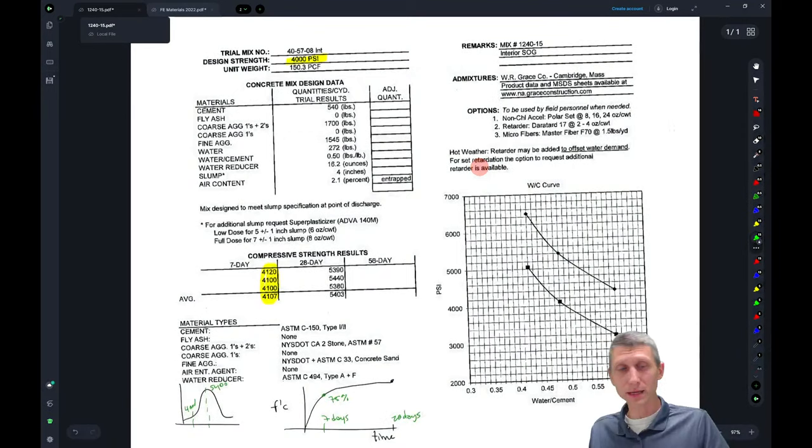But this one up here is going to be concrete in compression. All right, so what does that leave? We have wood in compression. And hopefully, if you didn't know what wood in compression looked like, it's going to look like this.